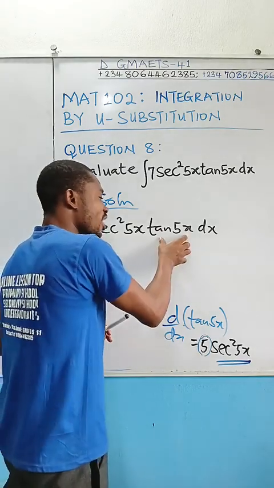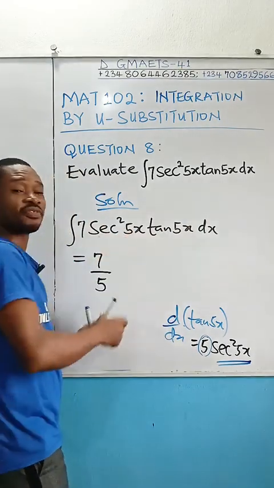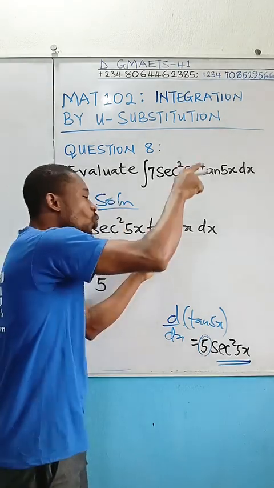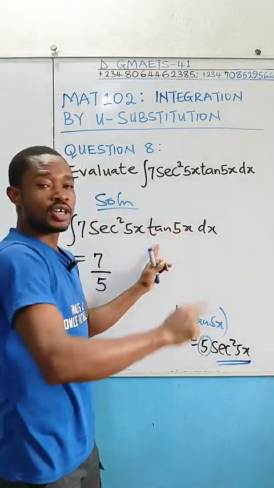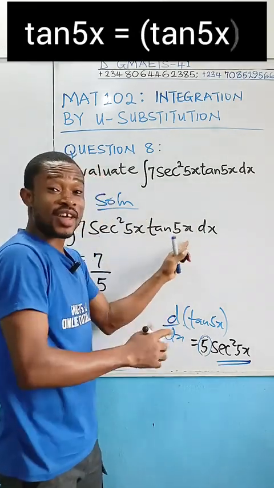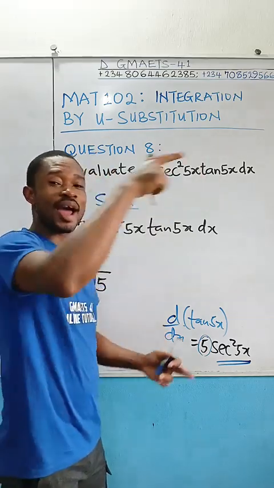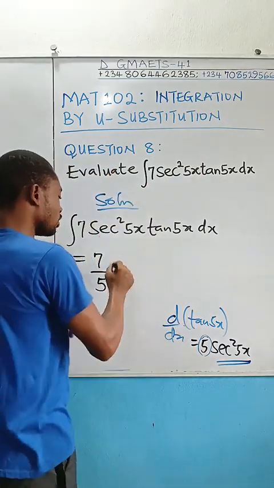Now move to tan 5x, which you differentiated to produce this square sec 5x. Add 1 to the power and divide by the power. So you are going to get square tan 5x over 2. Remember, the power of this tan 5x is 1. If you add 1 to it, it will be power 2, which is written as square tan 5x, then over 2.